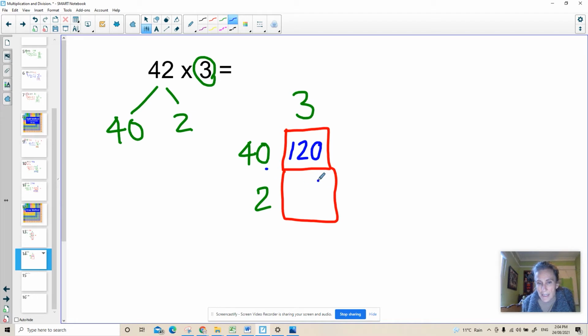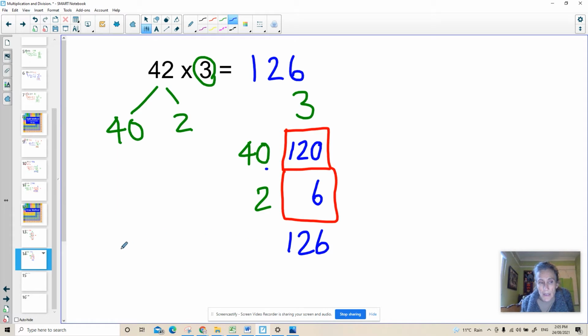3 2s are 6. I'm going to put my 6 here. I again have been very careful to make sure my units are under my units. Of course, I have no extra 10s here, but I'm trying to line them up so they're nice and neat. So this is a nice easy sum. 120 plus 6 is 126. So that's a nice easy number to work with. So that is the answer for that one.